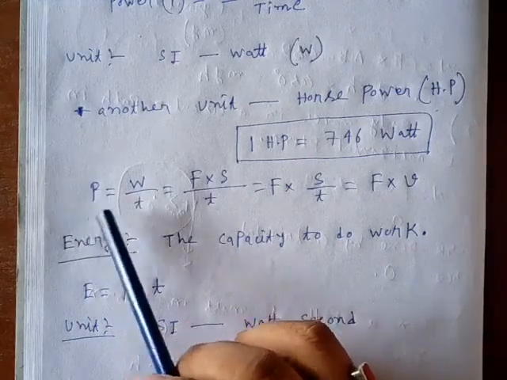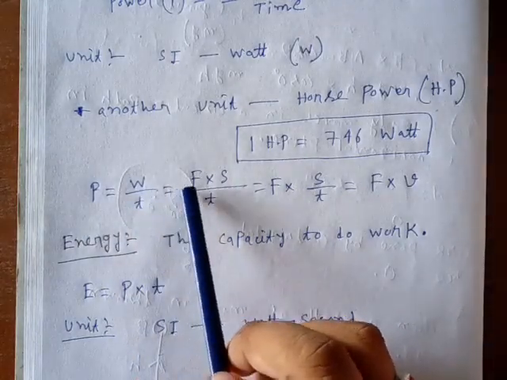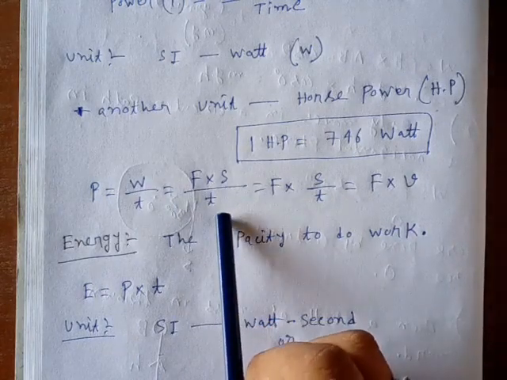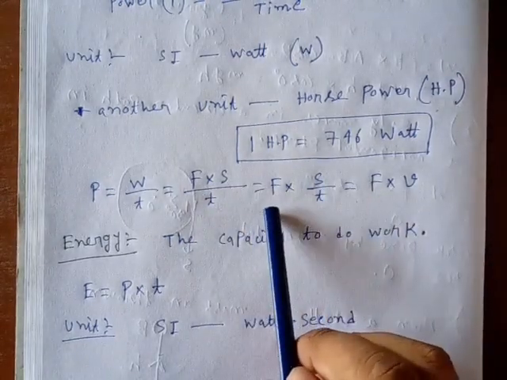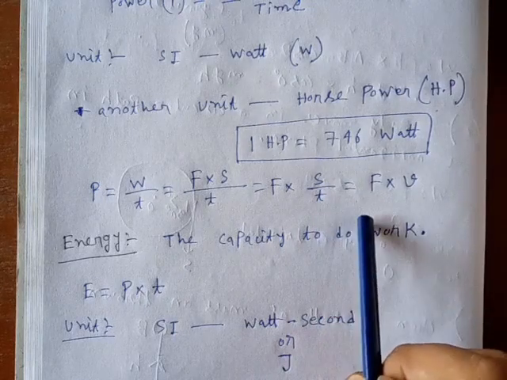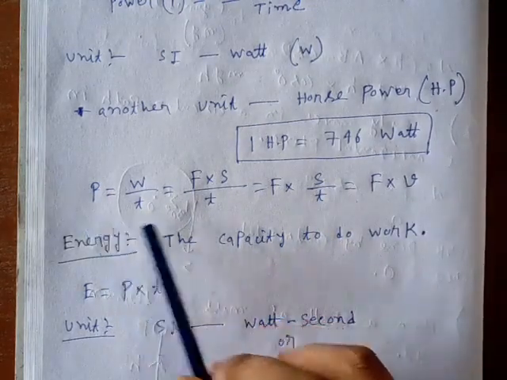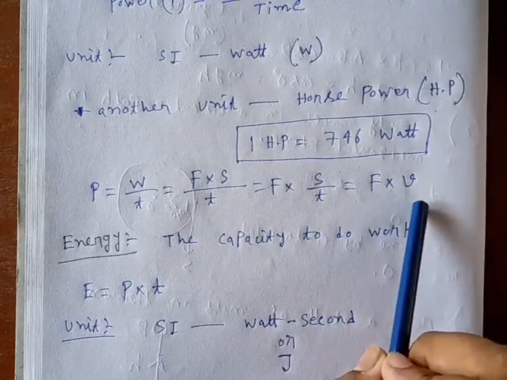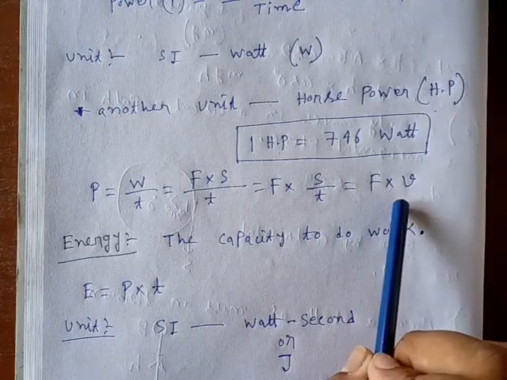Observe, P is given by W divided by T, and work done W is given by force multiplied by displacement of the body, divided by T. So if we separate S divided by T, then F multiplied by S divided by T is written as velocity or average velocity. So power is finally given by force multiplied by velocity. This is a very important formula. Numericals can come using this formula.